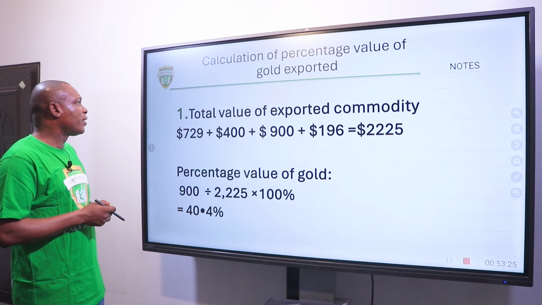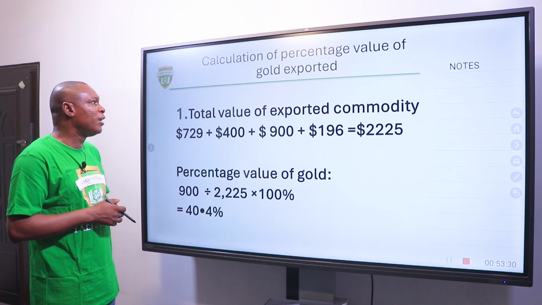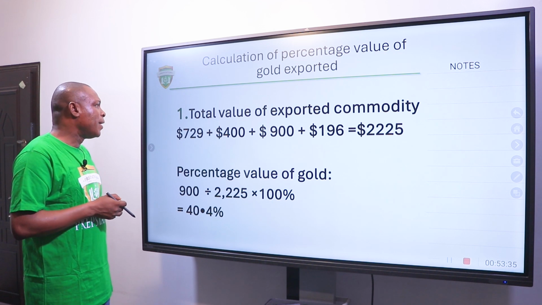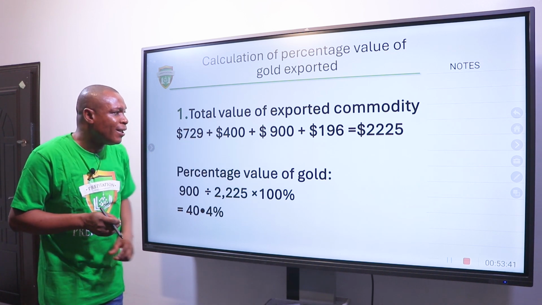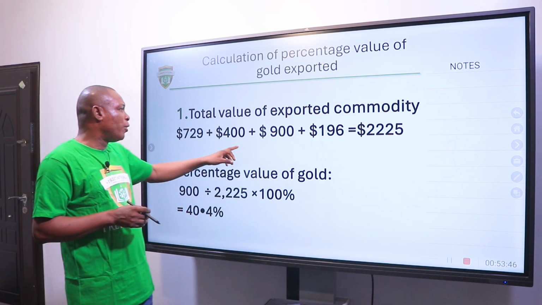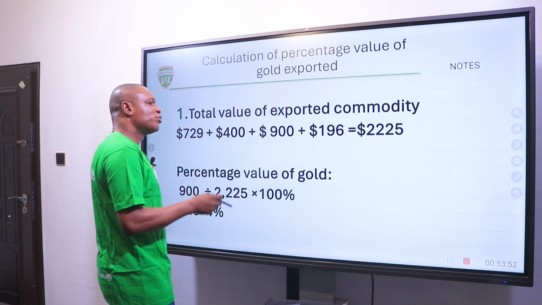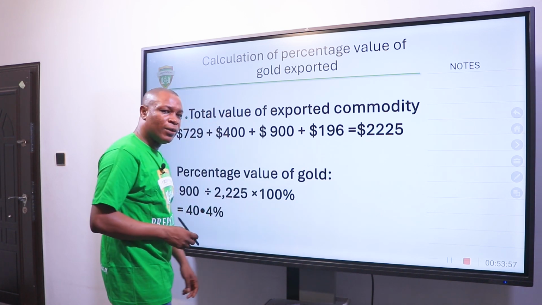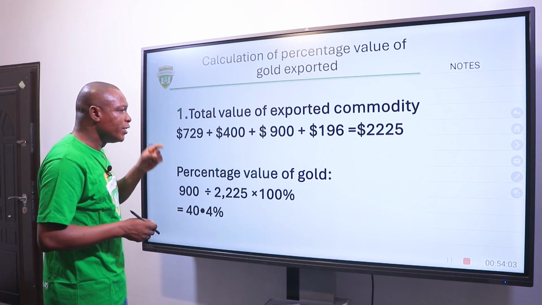The next question for that category was for us to calculate the percentage value of gold exported. In doing that, we have to total all the exports, each one of them. So 729 plus 400 plus 900 plus 196 gives us a total of 2,225.